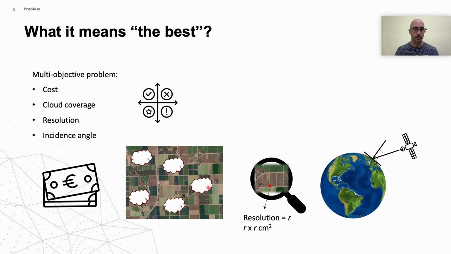Furthermore, we consider more than one objective, specifically these 4 popular parameters of satellite images: the cost of the image, the cloud coverage of the image, the resolution of the image, which indicates how many square centimeters 1 pixel of the image represents on the Earth, and the incidence angle, which is related to the image's capture angle. In general, in this multi-objective problem, there might not be any one objective more important than the others. So to solve this problem, we have to generate the Pareto front and let the user choose the preferred solution.